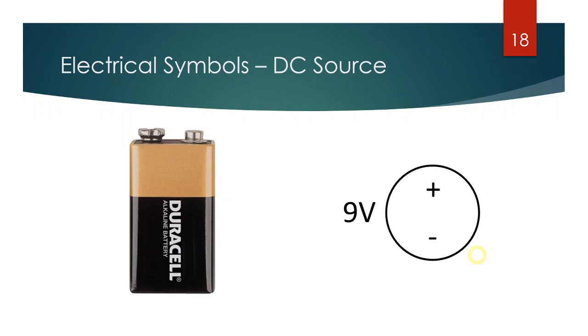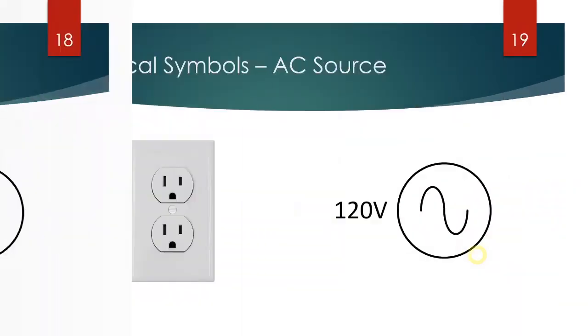We use the circle because quite often batteries are round, like a D cell or a C cell, or even the little ones you put in watches and things like that. And then we just show a positive and a negative, typically positive on the top and negative on the bottom. And then we say what voltage that power source is. For a 9-volt battery, we would put 9 volts to the left of the circle there.